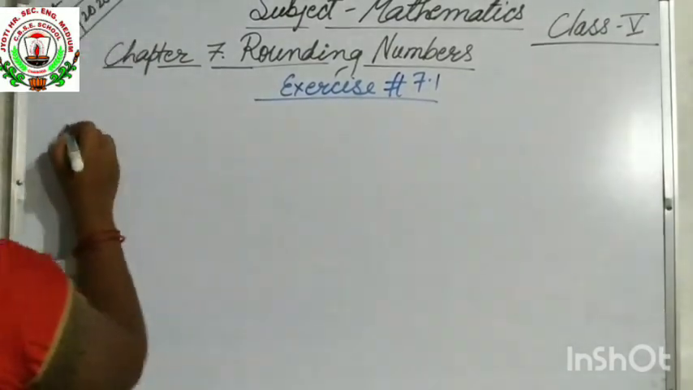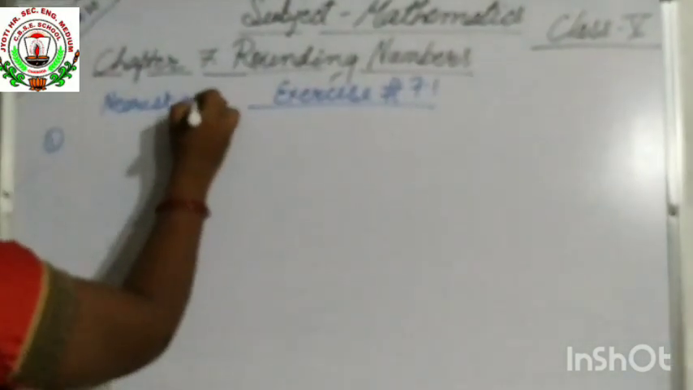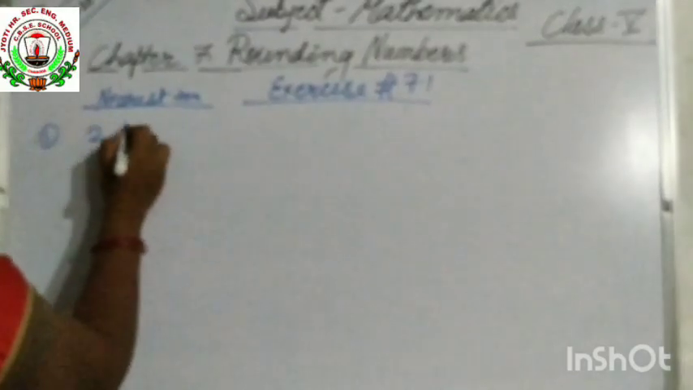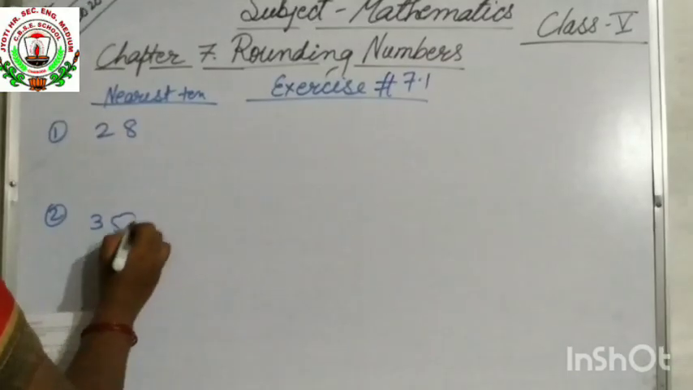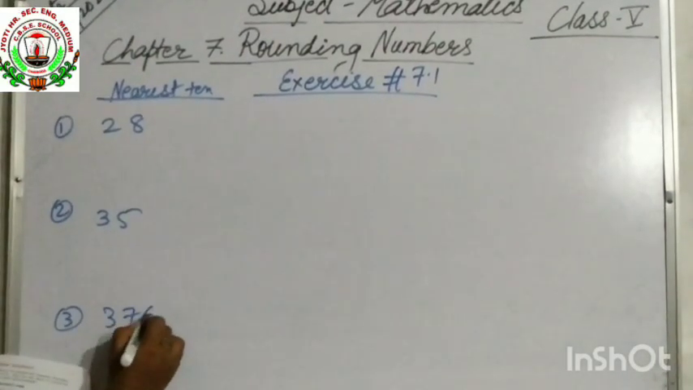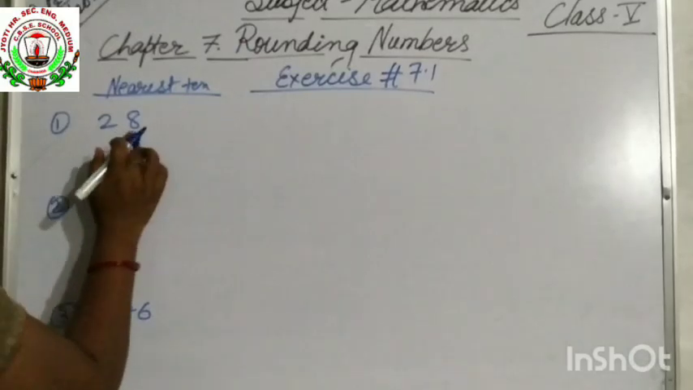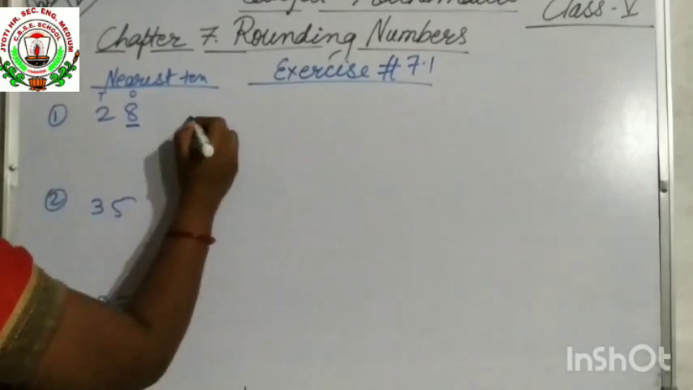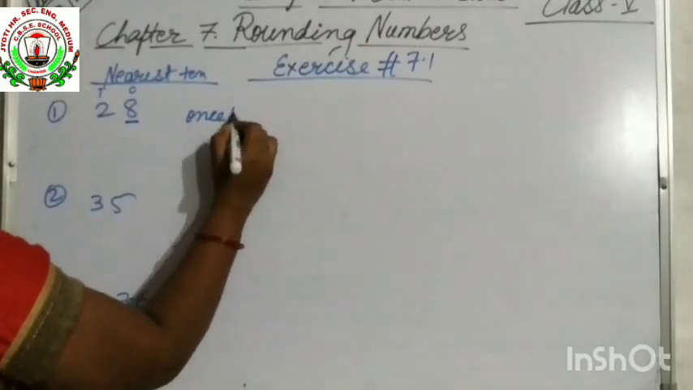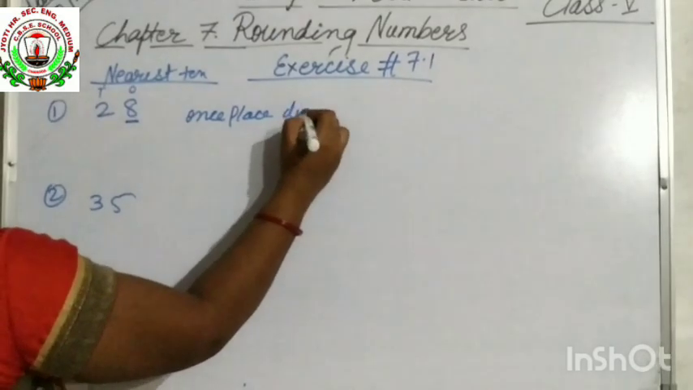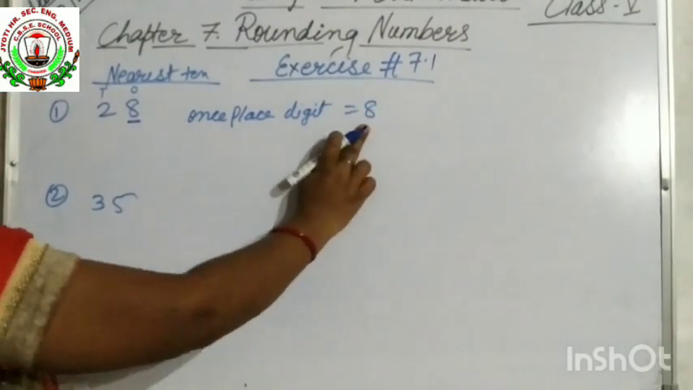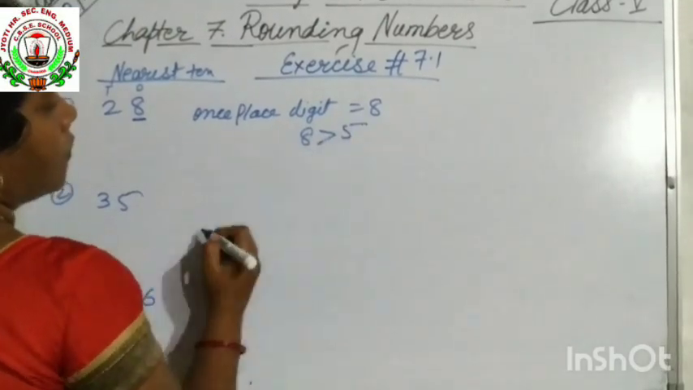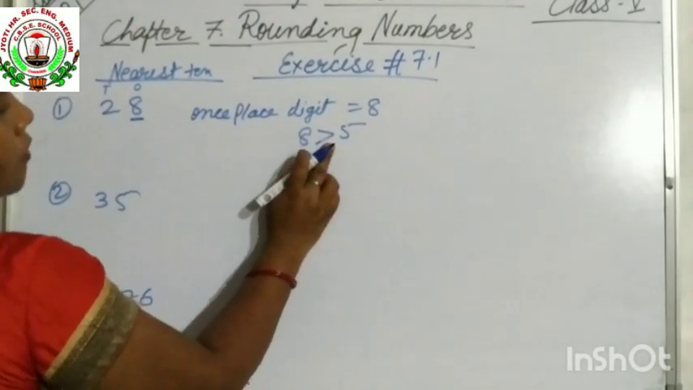Exercise 7.1. In question number 1, round each of the following to the nearest 10. Question number 1 is 28, number 2 is 35 and number 3 is 376. Here, for the nearest 10, 2 digits, there is the ones place and the tens place. When rounding to the nearest 10, you have to see the ones place digit. The ones place digit is 8. 8 is greater than 5. So I told you, if it is greater than or equal to 5, what will you do?